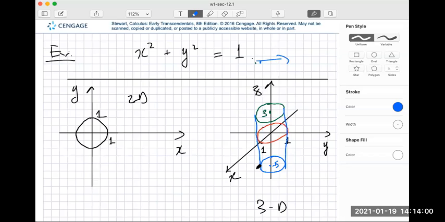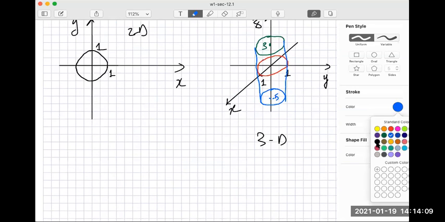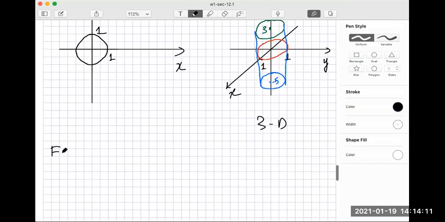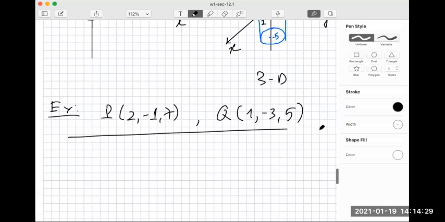Okay, now let us do this example. Try to master our skill computing the distance formula. Suppose we are given the point P (2, -1, 7), and the point Q (1, -3, 5). Okay, find the distance between P and Q.